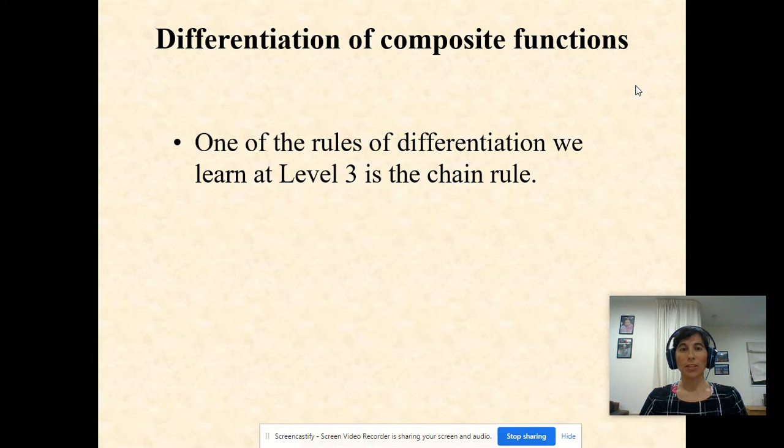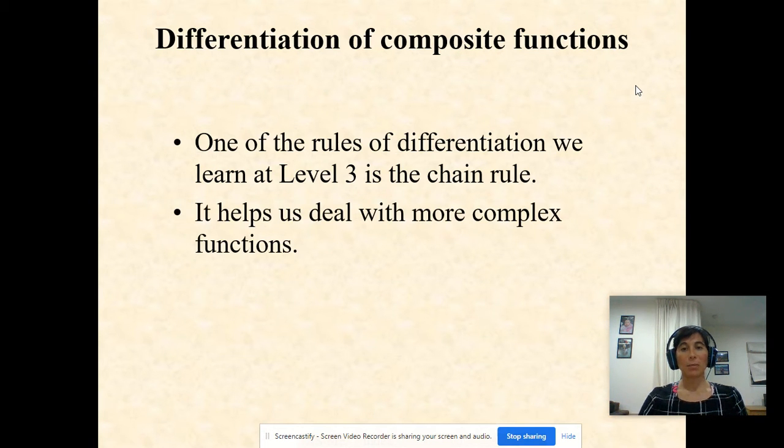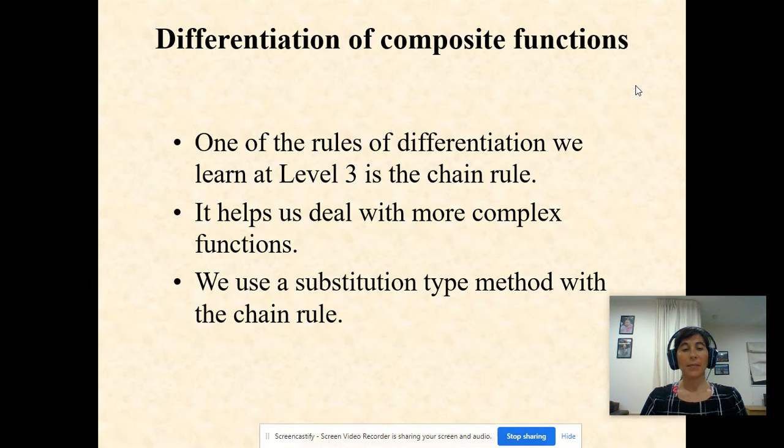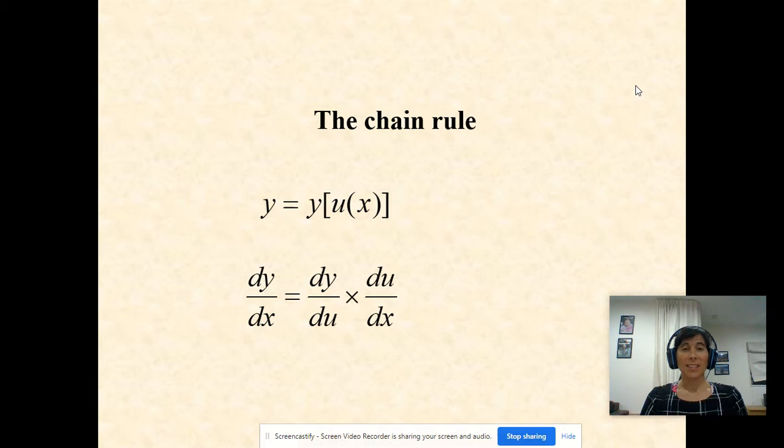Differentiation of composite functions. One of the rules of differentiation we learn at level 3 is the chain rule. It helps us deal with more complex functions. We use a substitution type method with the chain rule. So what does the chain rule look like? You can actually find this on your formula sheet.